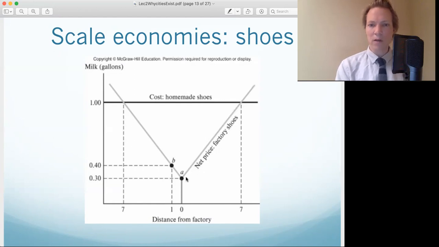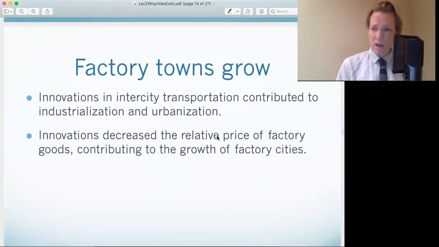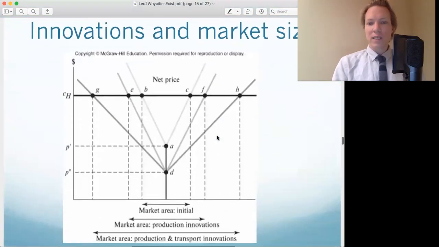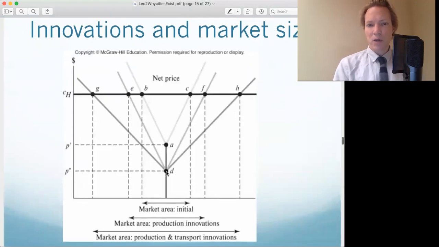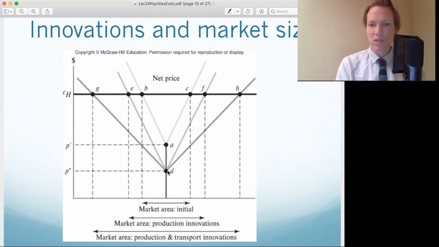But anywhere we're close enough that the raw price of the shoes plus the shipping costs is lower, you're going to buy the shoes. Now, as the factories grow, as society and economies develop, we lower that cost of producing the shoes in the factories. We also lower transportation costs. And so we get the growth of the cities. As this price drops and those transportation costs go down, this triangle gets wider in terms of the area that can be serviced by the factory.